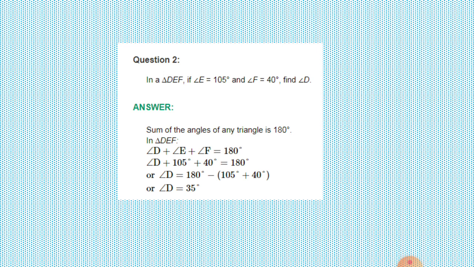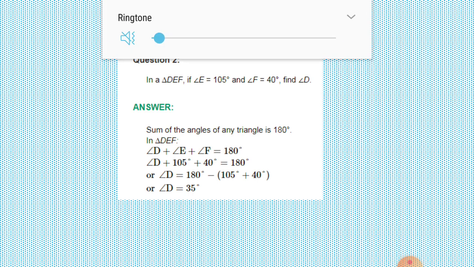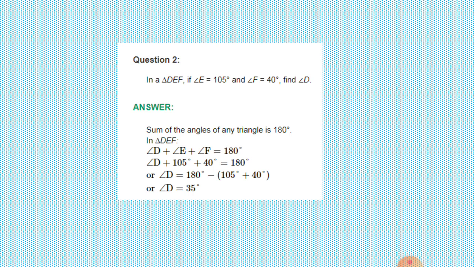In a triangle DEF, if angle E is equal to 105 degrees and angle F is equal to 40 degrees, find angle D. Sum of the angles of any triangle is 180 degrees. In triangle DEF, angle D plus angle E plus angle F is equal to 180 degrees. Angle D plus 105 degrees plus 40 degrees is equal to 180 degrees. So angle D plus 145 degrees equals 180 degrees. Transposing, 180 degrees minus 145 degrees, angle D is equal to 35 degrees.